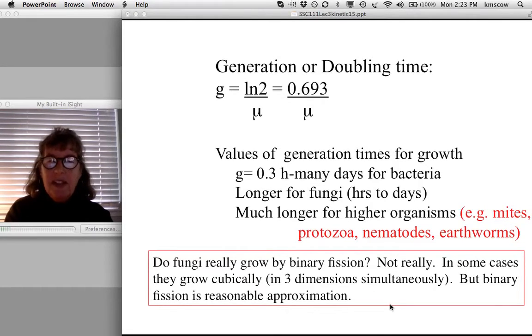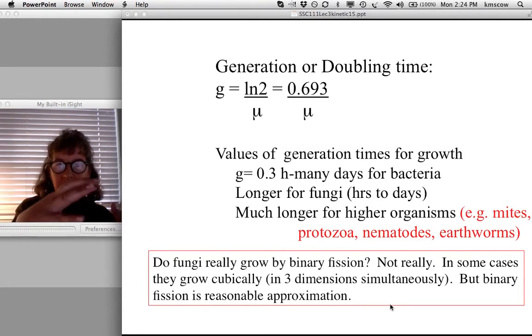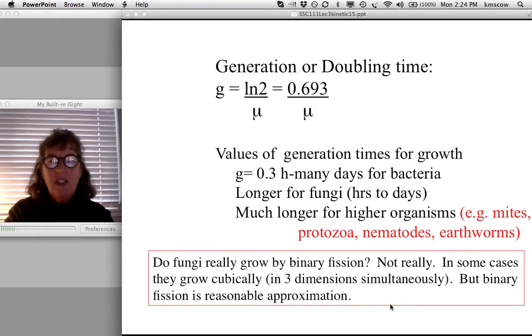Most fungi grow filamentously, and you can use cubic kinetics, looking at the increase in the biomass of the organisms in 3 dimensions, to do a pretty good job of describing fungi, at least in lab cultures, where they make these beautiful puff balls that just grow bigger and bigger over time. But in soil, you don't necessarily have them growing that way, and the binary fission model that applies to bacteria and archaea does a pretty good job of describing the growth of fungi as well.